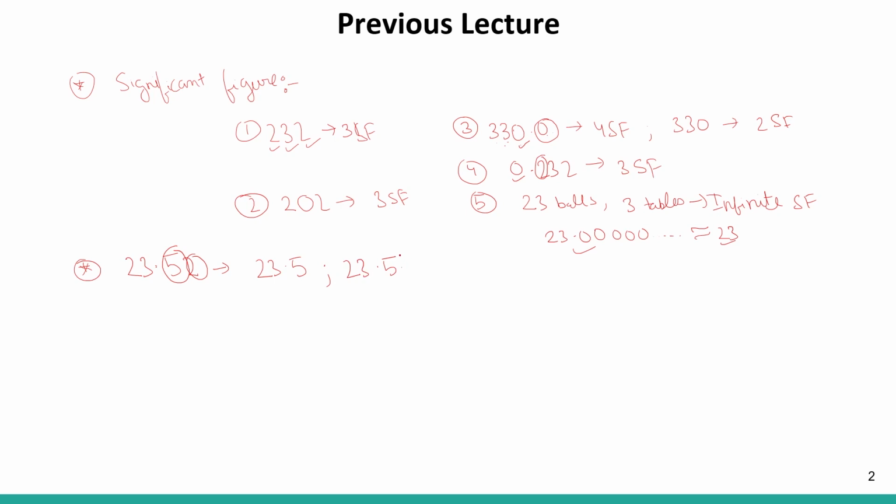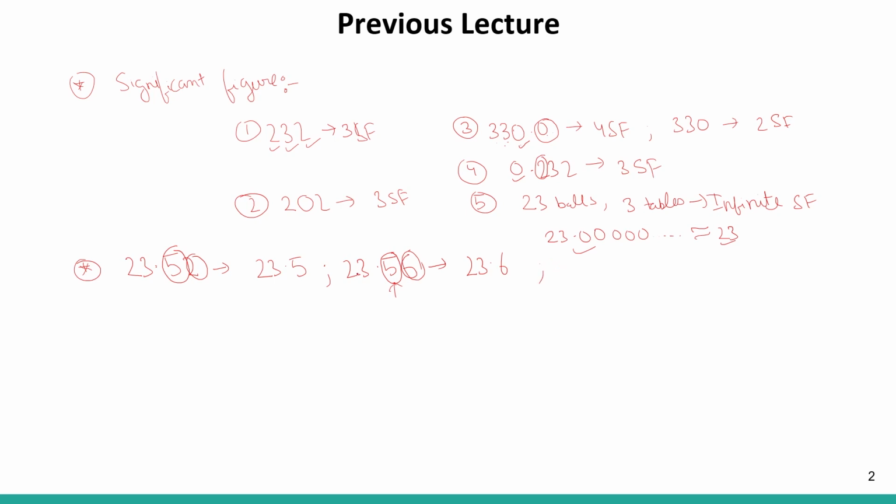Whereas if the number is greater than 5, suppose the number is this, we have to round off to the first digit after the decimal. Since the number after it is greater than 5, we will increase this number by +1 and drop the last digit off. So it will be 23.6.